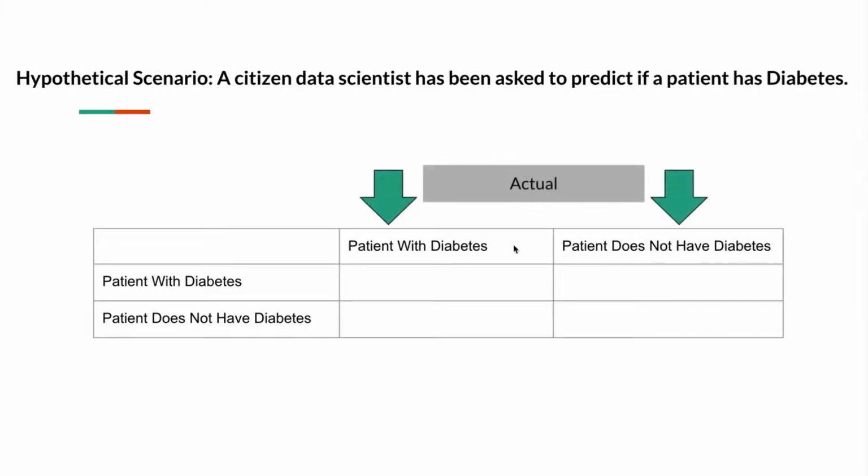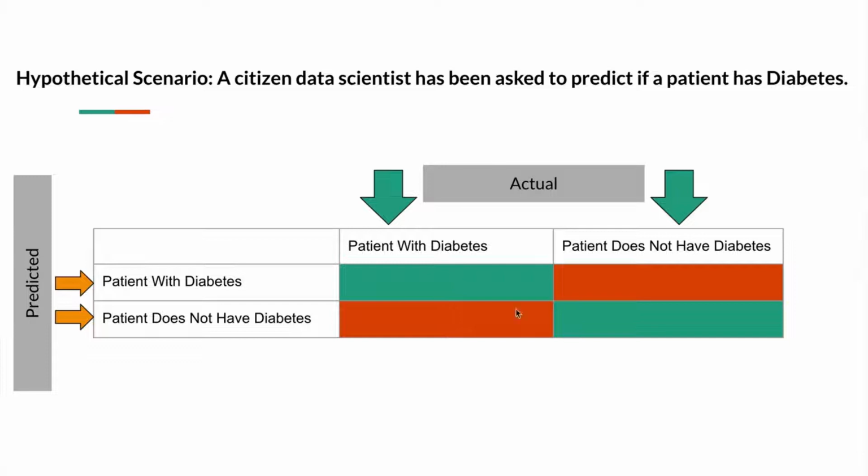Now the columns here, the patient with diabetes and patient does not have diabetes, these are your actual values. These are your actual values from your data set. The rows here, which is these two rows, patient with diabetes and patient does not have diabetes, these are your predicted values. This is what your machine learning algorithm predicted. With me so far? Great.